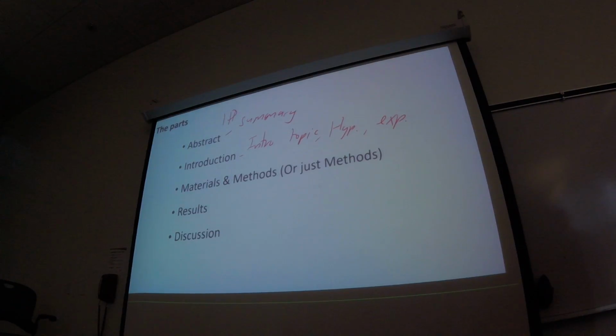Then of course they have the materials and methods section, or sometimes just called the methods section. It has materials in it, but it's just been abbreviated to methods in a lot of papers. And it's just telling you the how-to. How do they do it? And so there'll be a lot of technical jargon there, talking about equipment, talking about techniques and whatnot.